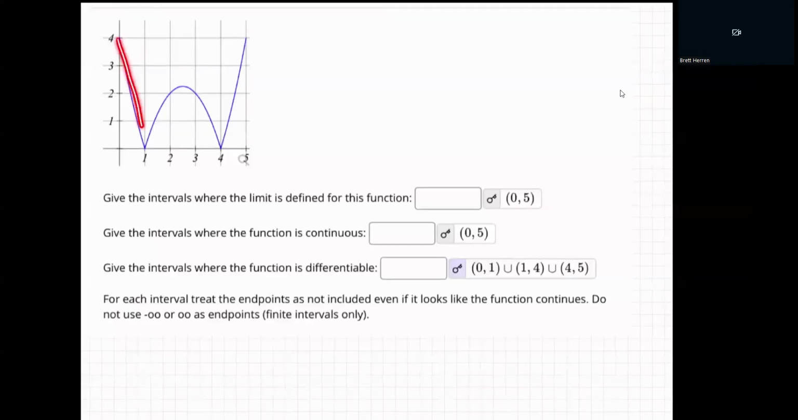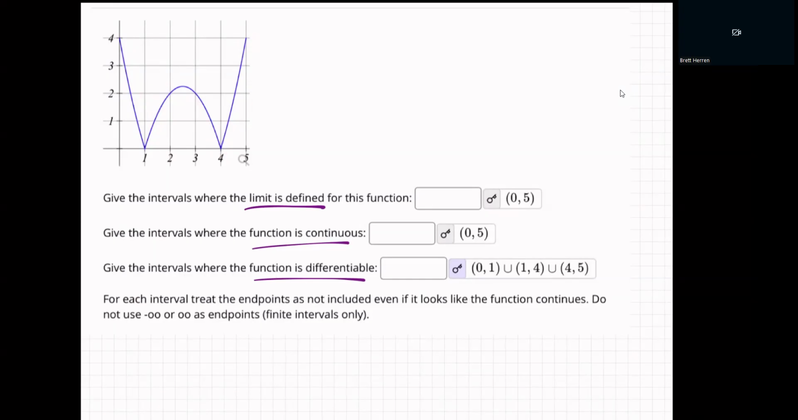This question has a big W graph, and then it asks us three questions. It says, where's the limit defined? Where's the function continuous? And where's the function differentiable? These are increasing levels of niceness of functions that we deal with in math and science.